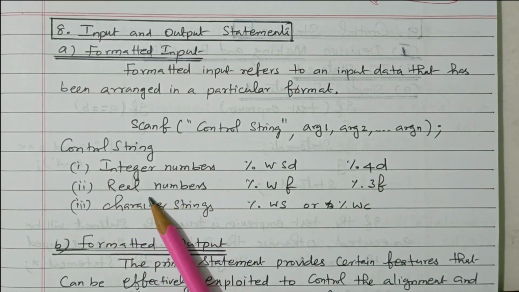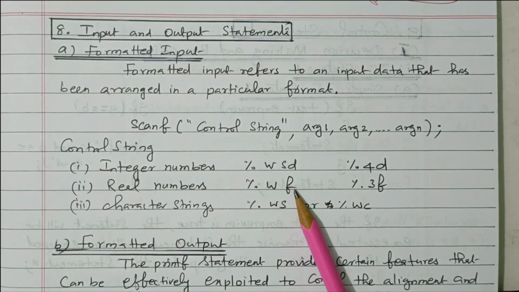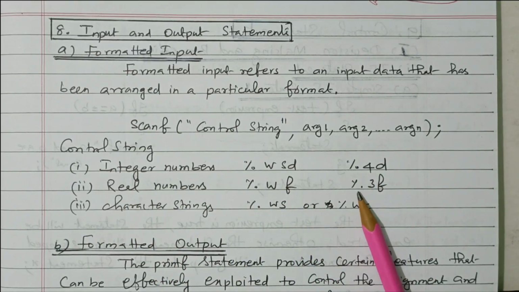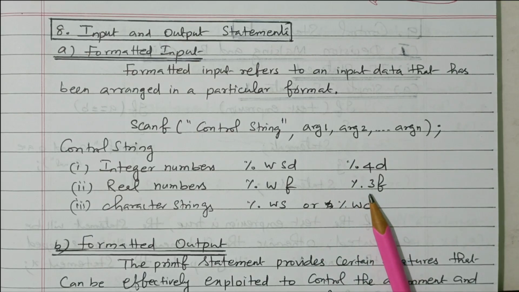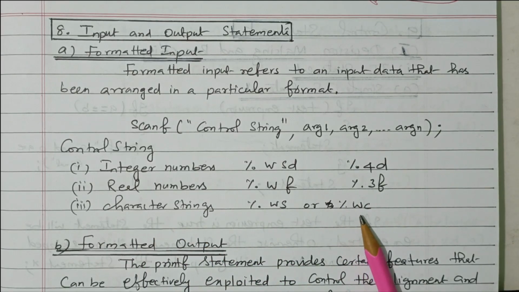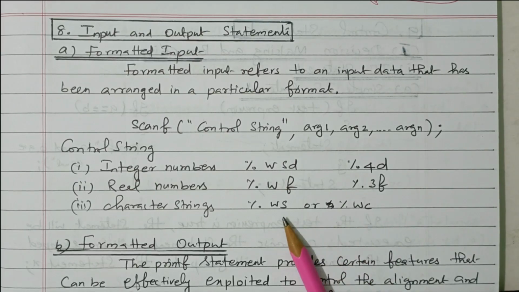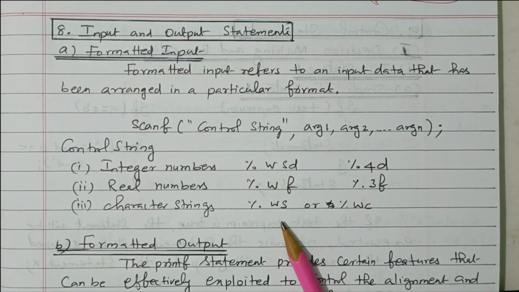For a real number, that is floating point, percentage wf. The f refers to floating point. Percentage 3f means a 3-digit floating point number can be entered. For character string, percentage ws or percentage wc. The s refers to string, c refers to character. c means only one character, a single character. The s refers to a character string, n number of characters.